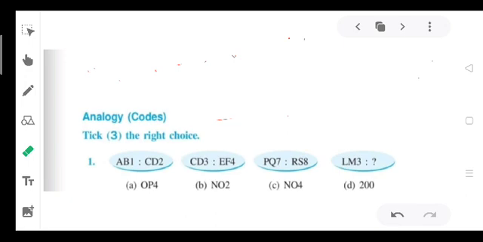Analogy chords. First question in front of you. AB1 is to CD2. So what is the relation between these? A and then C, it means one letter skipped. B and D, C skipped. 1 and 2, forward counting. So what have we seen here?